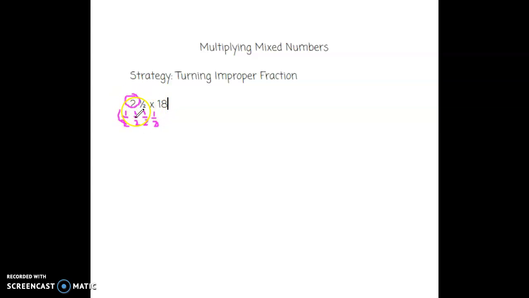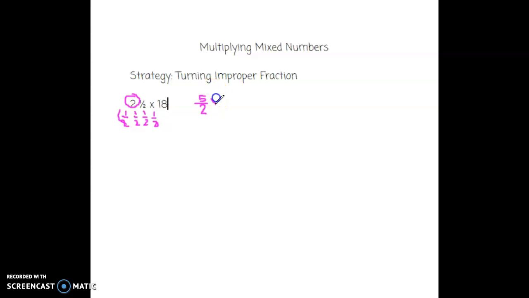This is 1, this is 2. So if you add up all your halves, you have 1, 2, 3, 4, plus this half up here, that's 5. So 2 1/2 is the same as 5 halves. Another way you can think about that is you take your denominator, which is 2, and multiply it by the whole number. So you do 2 times 2, which is 4, and then you add your numerator, which is 1. So 2 times 2 plus 1, which is 5.